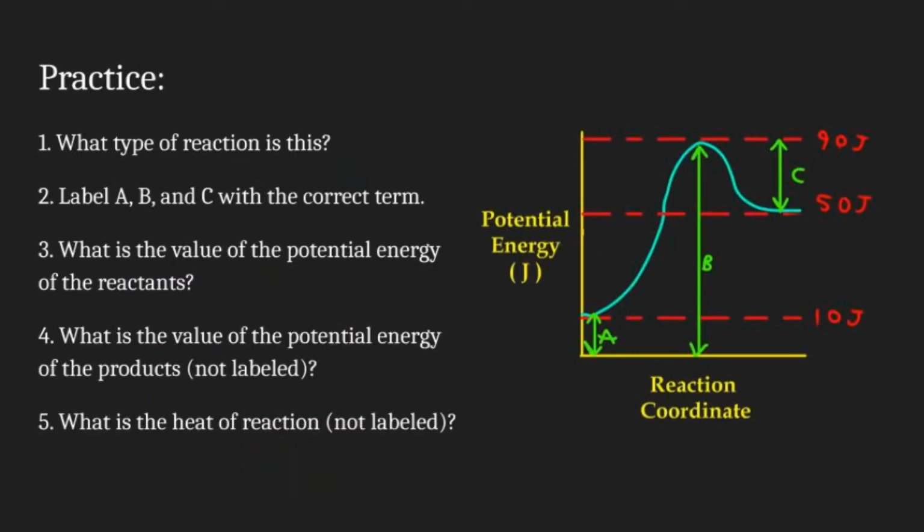Now that we've tried a question together, I encourage you to pause the video and try these 5 questions on your own. All 5 of them pertain to the graph on the right. So what type of reaction is this? Use the correct term to label line A, B, and C. What is the potential energy of the reactants? What is the potential energy of the products? That is not one of the three labeled lines. And then, what is the numerical value of the heat of reaction? That line is also not labeled. The solutions will be provided for you on the next slide.